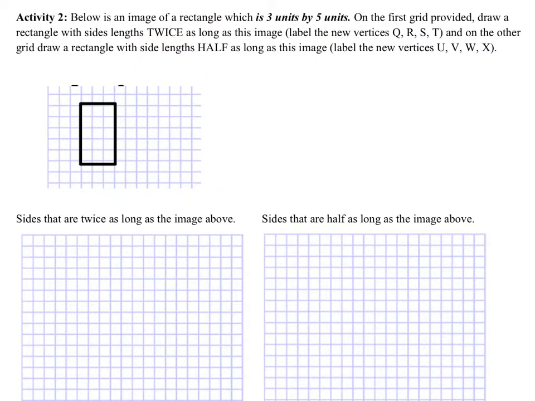Below is an image of a rectangle with the units 3 by 5. So this is the 3. 3 by 5 units. On the first grid provided, draw a rectangle with sides twice the length as that rectangle. And then on the other one, we'll make one that is half the length.